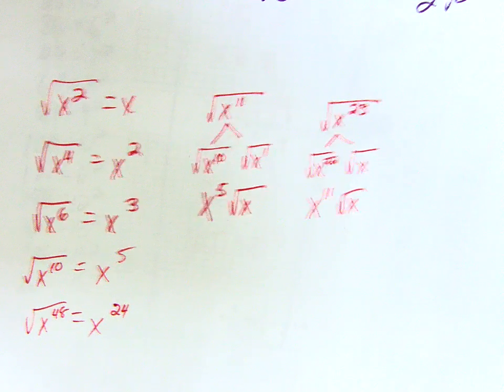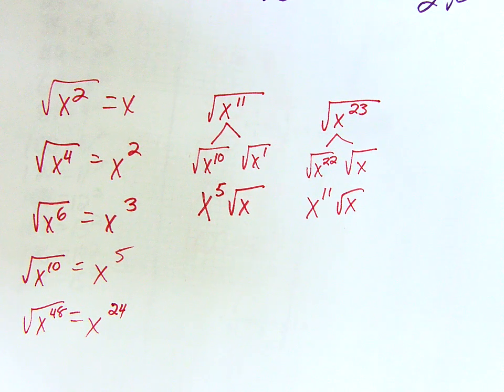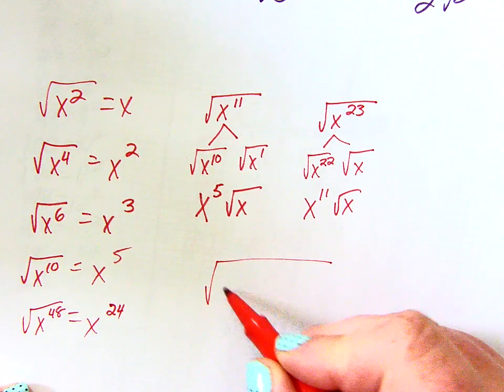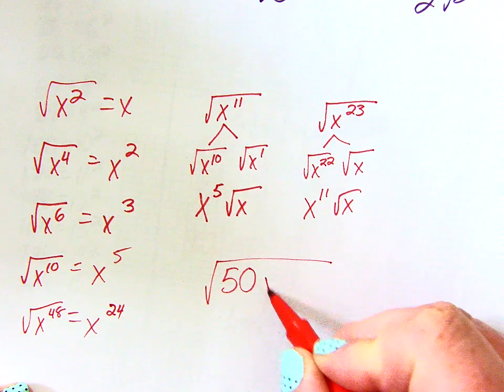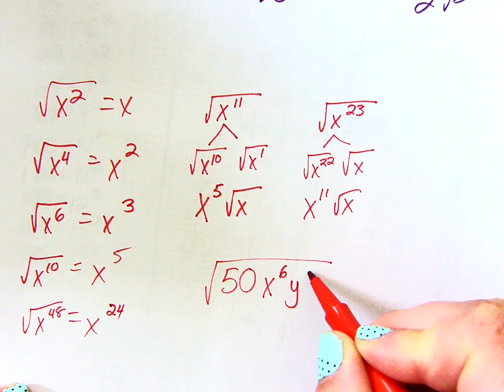So, square roots are easy-ish. Well, maybe. I don't know. Let's put it all together. Say I ask you to take the square root of 50, x to the 6th, y to the 9th.